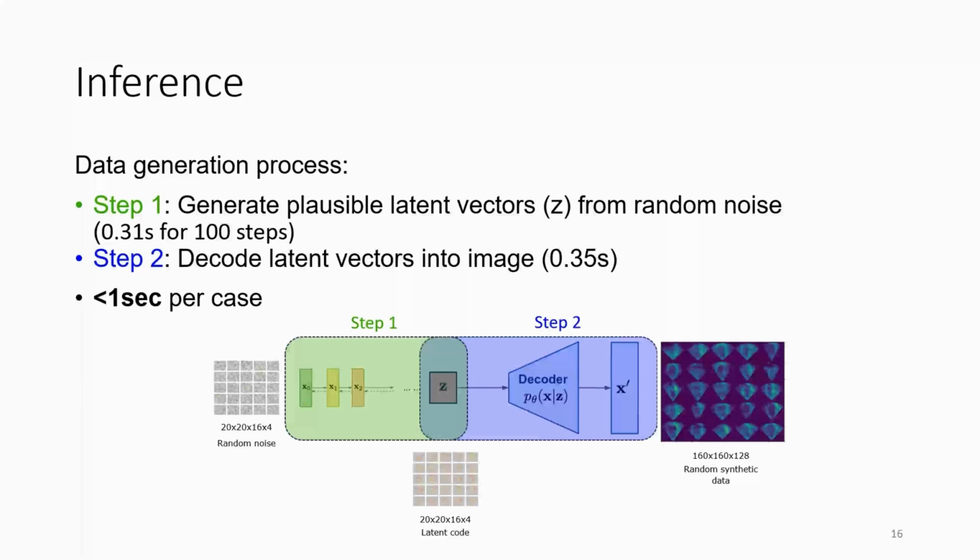And then the second stage is basically you throw away the encoder part of the VAE and you only use the decoder, and then you basically decode this plausible latent code, and then you get the random synthetic data. So in total, the generation step itself only takes less than 1 second per case, which is really fast. So you can generate a lot of data by just using the diffusion model like this.